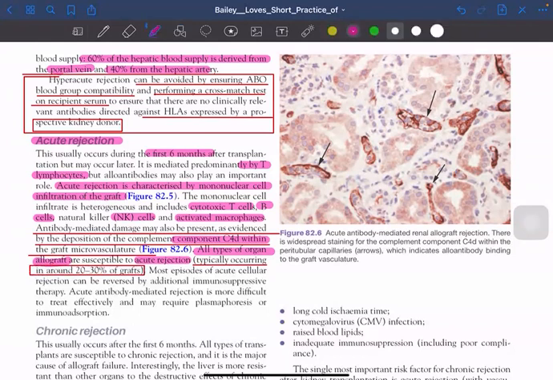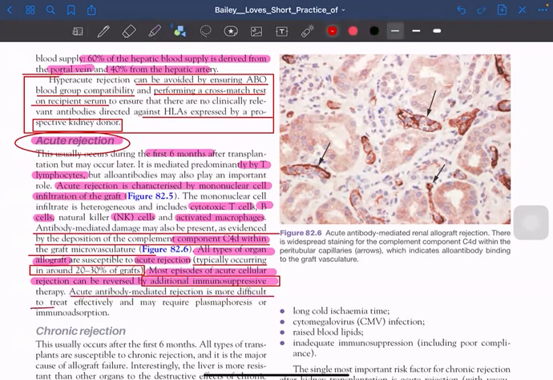Most episodes of acute cellular rejection can be reversed by additional immunosuppressive therapy. Acute rejection is the one which can be suppressed with the help of immunosuppressive therapies. But acute antibody mediated rejection is more difficult to treat effectively and may require plasmapheresis. So you can reverse most episodes of acute cellular rejection, but antibody mediated rejection is very difficult to treat. A very important point here.